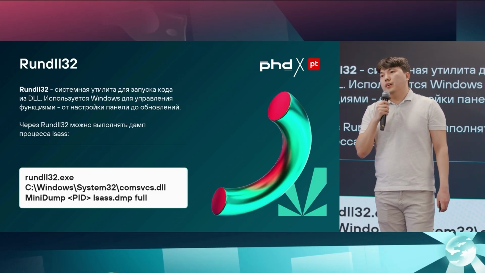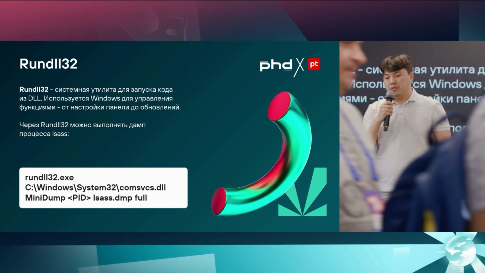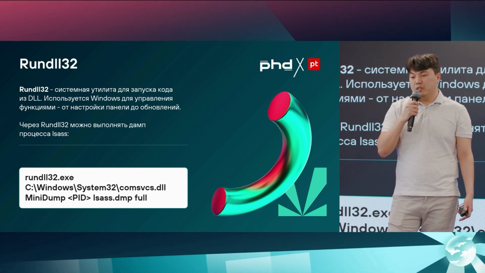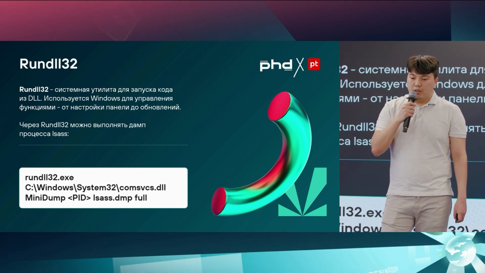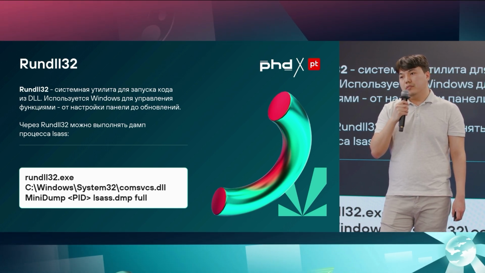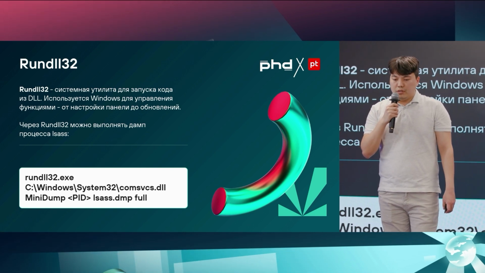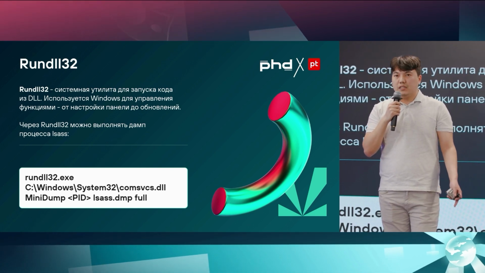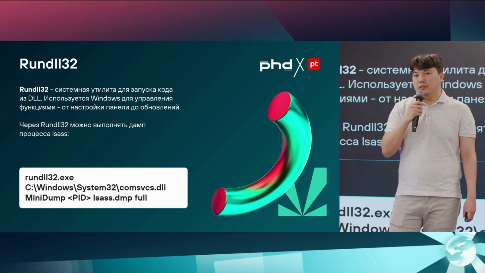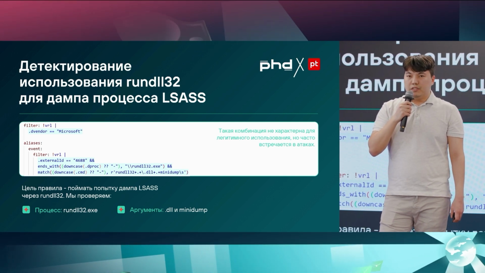Okay, the first utility, rundll32. This is used for dealing with the library functions from Windows. They help you set up the task manager or some components, and various apps deal with the Windows API through rundll32, and that's what the attackers use. They might dump the LSASS process using the MiniDump function.